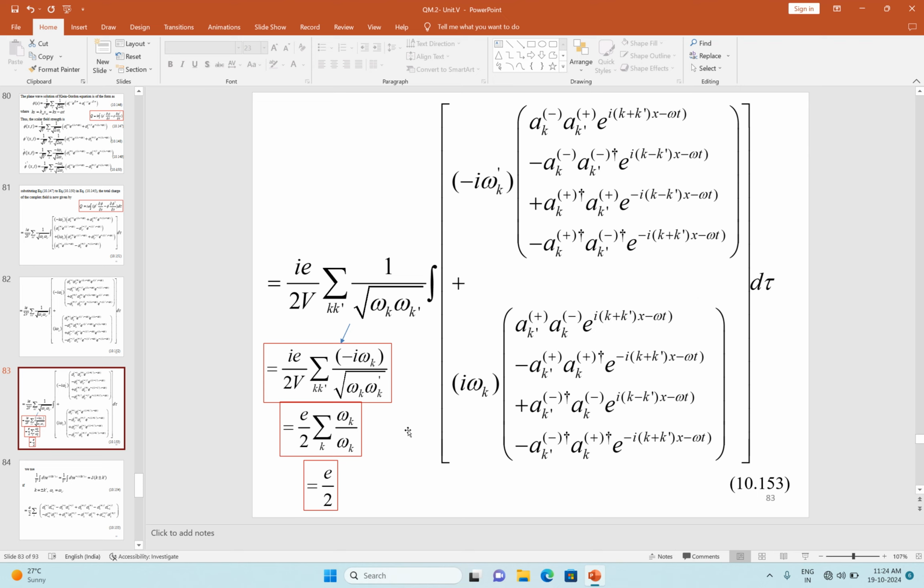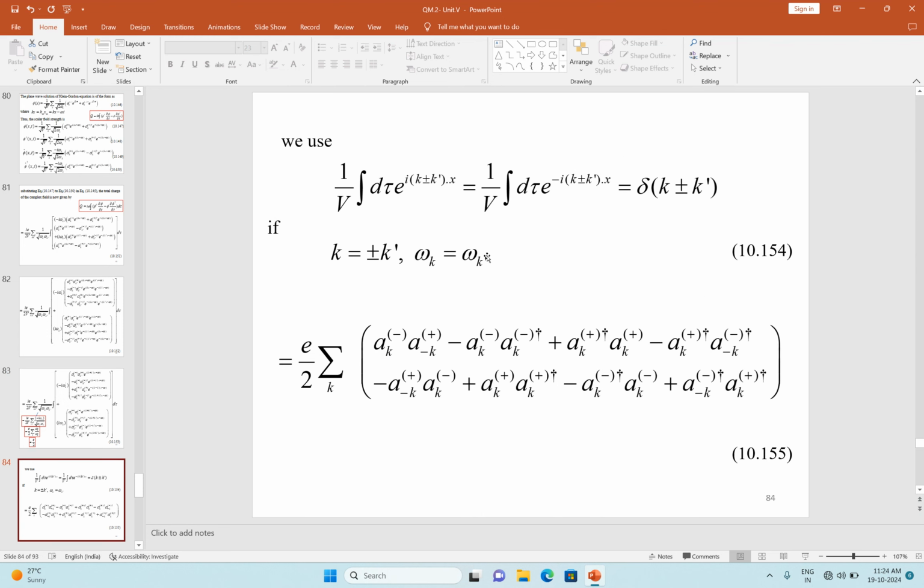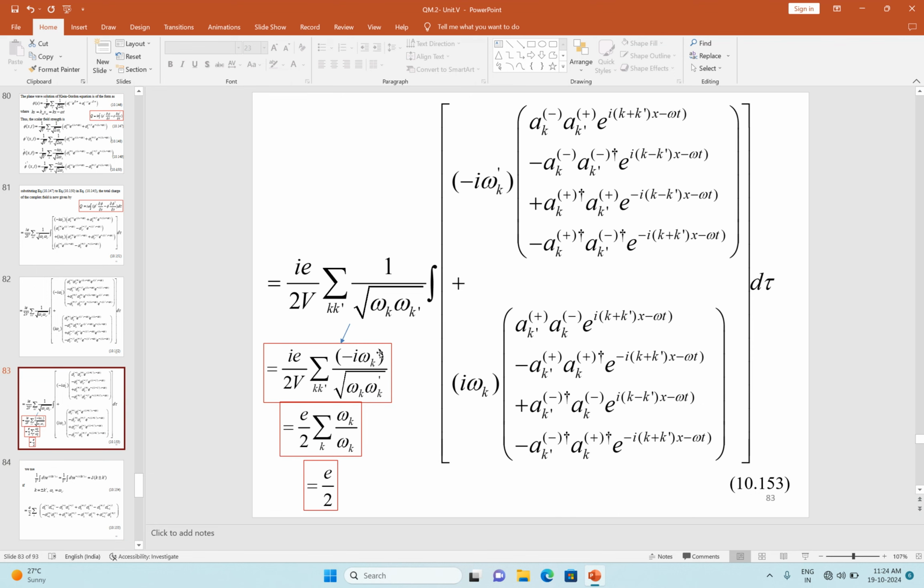Now I am going to use omega k equals omega k prime. The next slide I am going to show. I am going to use omega equals omega k prime using the Kronecker delta function. Then I can write this term as omega k square under root, so that will become omega k. I into I square minus 1, already one minus is there, so that will become plus. So plus e by 2. And this will become omega k divided by omega k, that will get cancelled. So you have e by 2v exists.